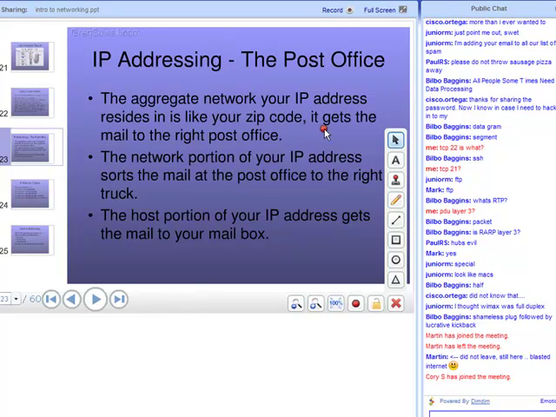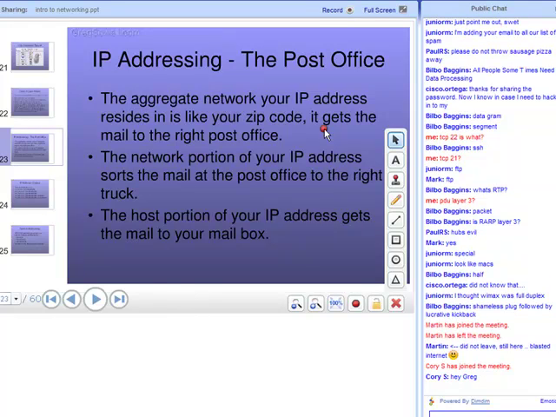It gets you to the right post office, which is going to be like your... hey, Corey popping in. I see him up there in Canada. Those guys that put mayonnaise on everything. So yeah, so zip code. So it's like your zip code, man.